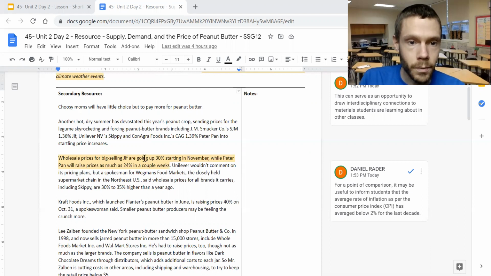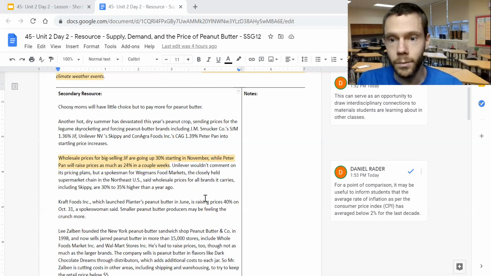So when the price of Jif is going up 30% and Peter Pan is going up as much as 24%, it can give students a way to really think about how to compare the changes and to really see just how much of an increase this really is compared to other types of durable goods that they may purchase.